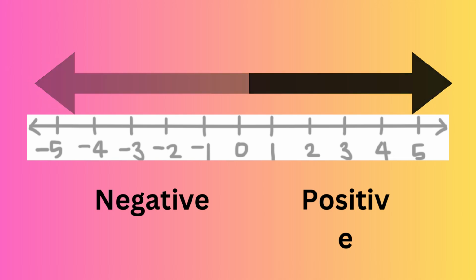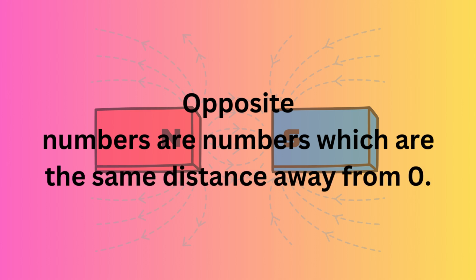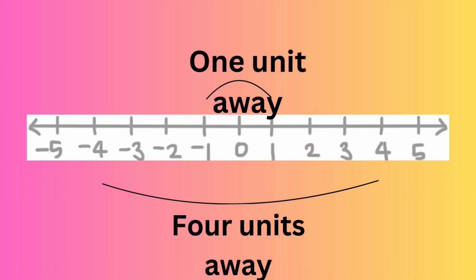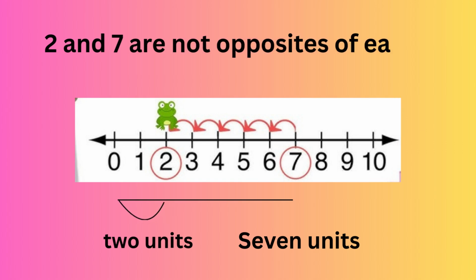Opposite numbers are numbers which are the same distance away from 0. And that's why 1 and -1 are opposites, because they are the same distance from 0, and why 4 and -4 are opposites, because they are also the same distance from 0. On the other hand, 2 and 7 are not opposites of each other, because the number 2 is 2 units away from 0, whereas the number 7 is 7 units away from 0. Two numbers are not opposites of each other if they are different distances away from 0.